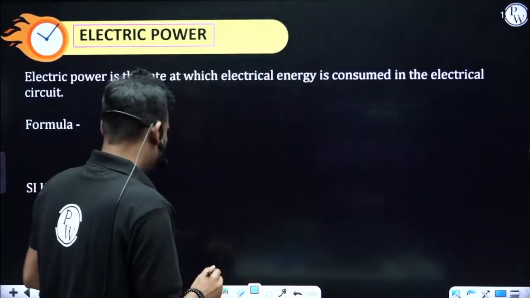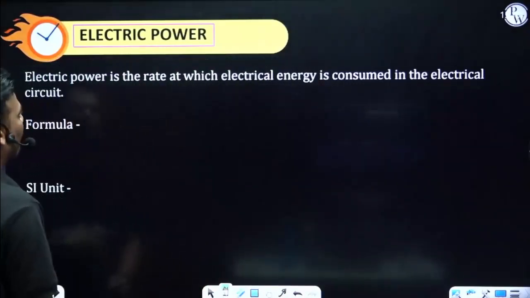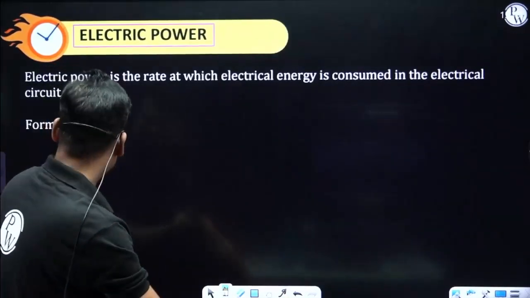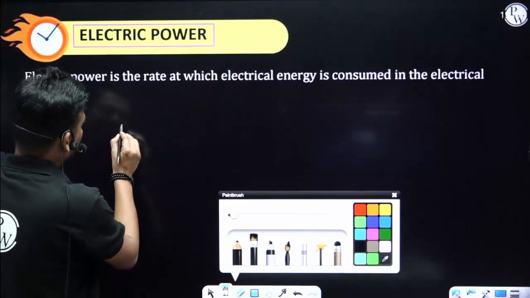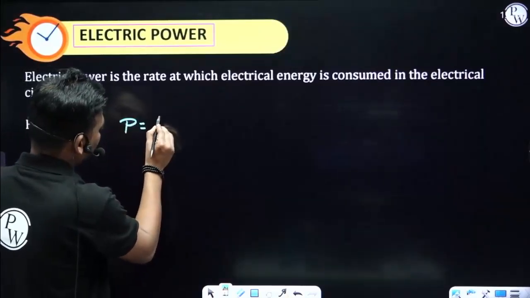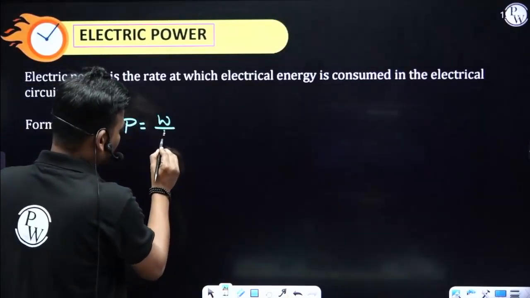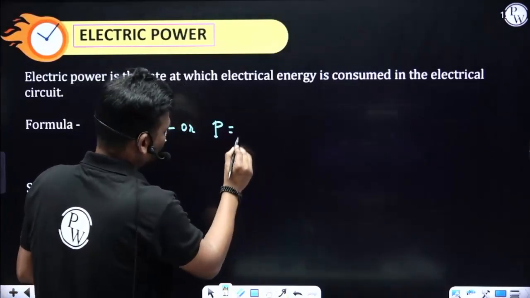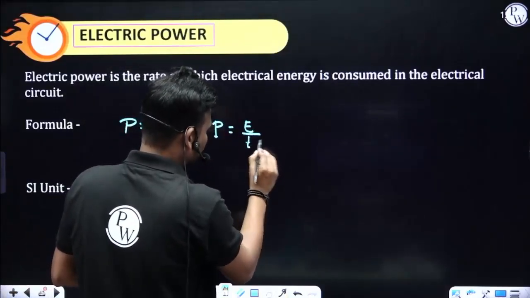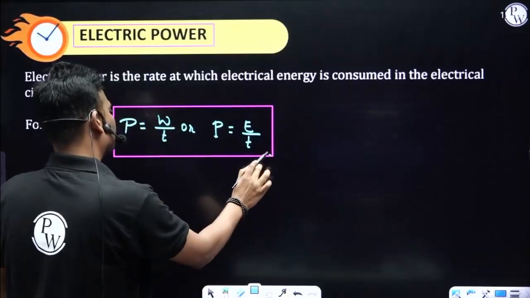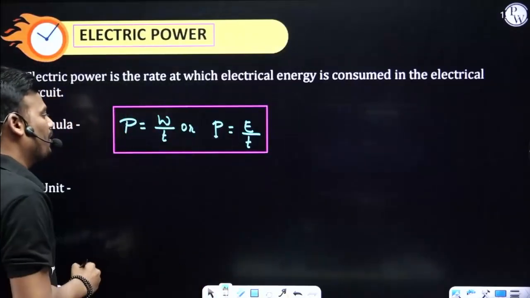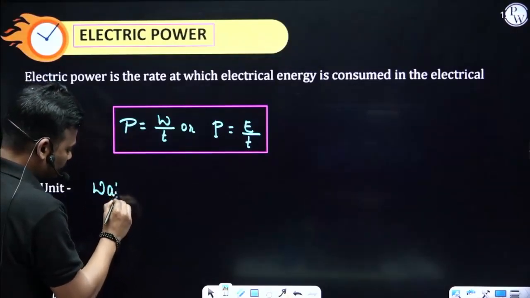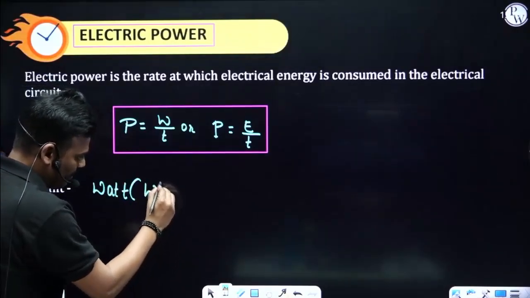Now by the definition, you can see electric power is the rate at which electrical energy is consumed in the electrical circuit. The formula for electric power is given by work done divided by time, or power is equal to energy divided by time. Both are correct. And what is the SI unit of power? Directly you can write it is the watt, represented by capital letter W.